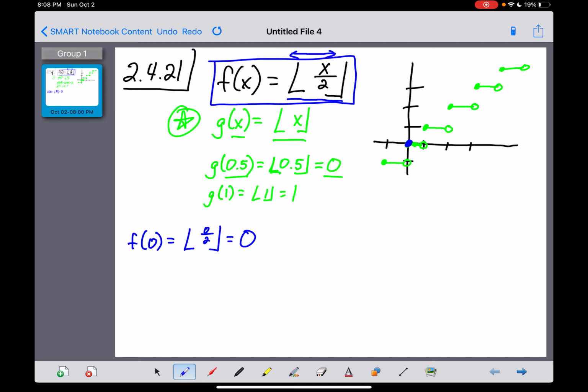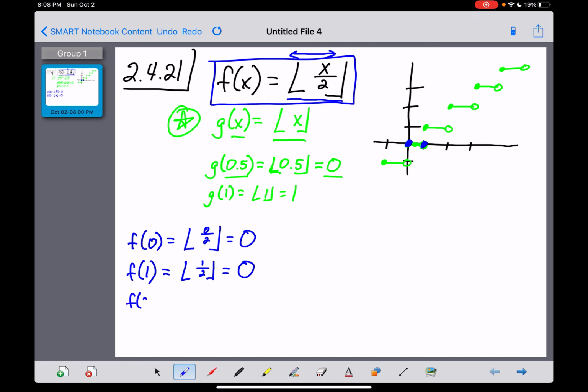So this blue graph, this is the one you should be putting in your homework here, guys, starts at the same point. But what happens when we put in 1 now? Now we're going to take this 1 divided by 2, and now we're looking for the greatest integer not greater than 1/2. And it rounds that down to 0. So f of 1 is 0, and I got a closed dot right there.